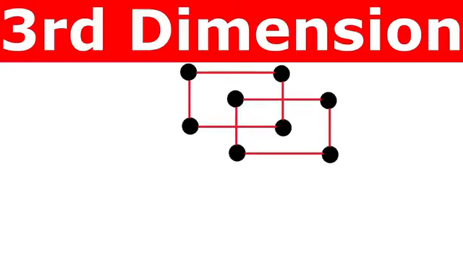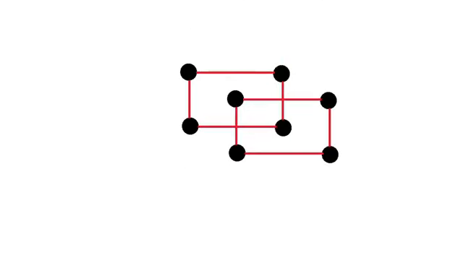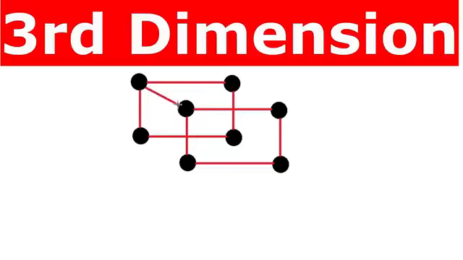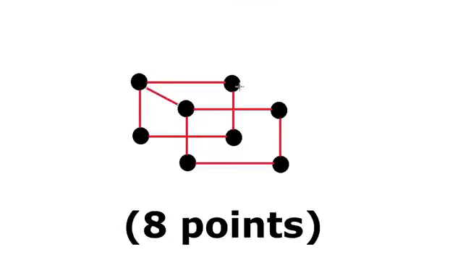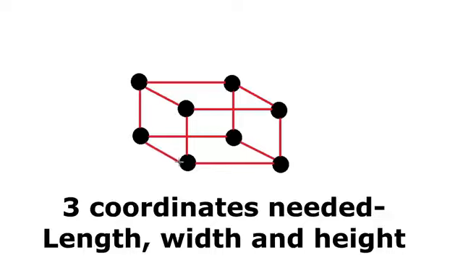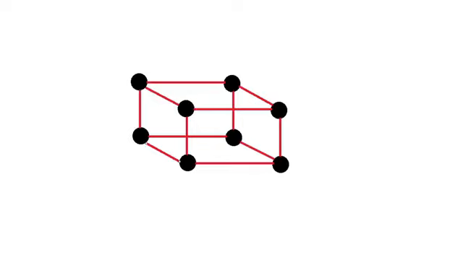Now, on doubling the number of points again, we enter into the next higher dimension, that is the third dimension. Here we have 8 points. We can join the points as shown here to get a three-dimensional solid object. We need 3 coordinates here, length, width, and height, to represent the three-dimensional solid object geometrically.